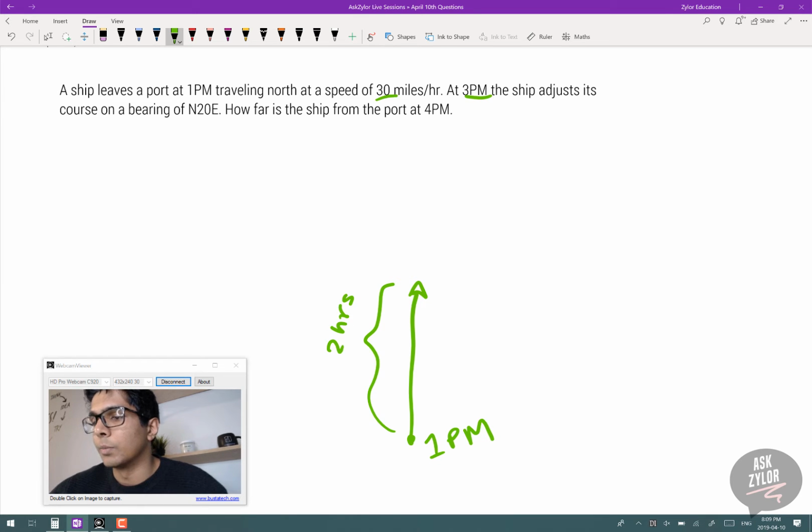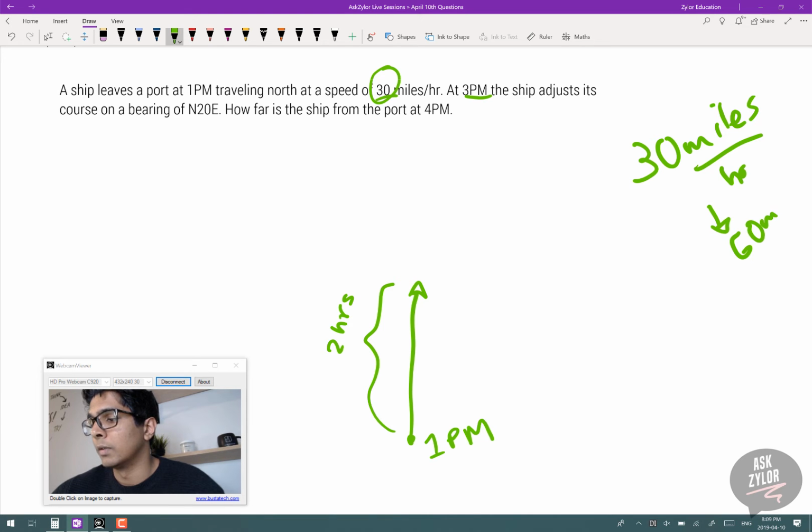We know it's going at 30 miles per hour, so just visually, if it's 30 miles per hour, that means for 2 hours it's going to be 60 miles. So I know this is going to be 60. Right? He's going directly north, so it's just a straight line going up.